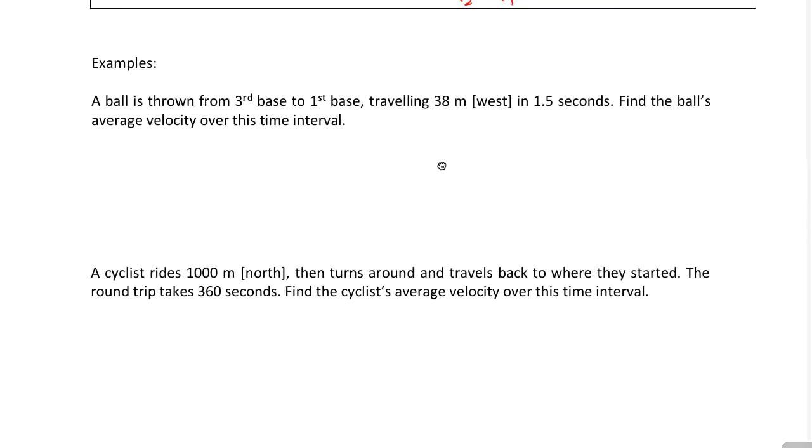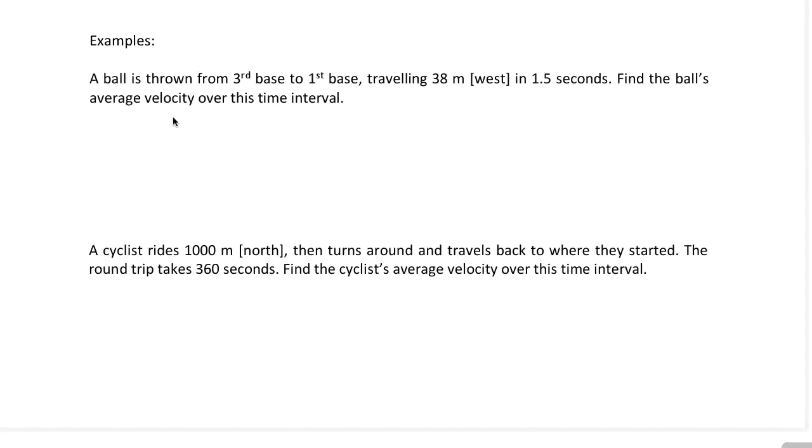Okay, let's look at an example. We've got a baseball situation. Ball's being thrown from third base to first base. That's about 38 meters, and the field's oriented, so that throw is west, and it does that in 1.5 seconds. Find the average velocity over the time interval.